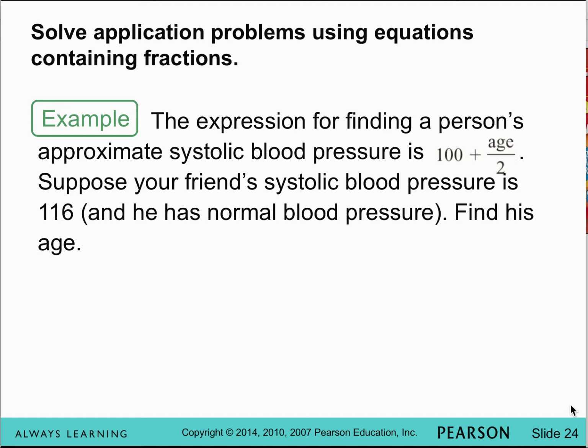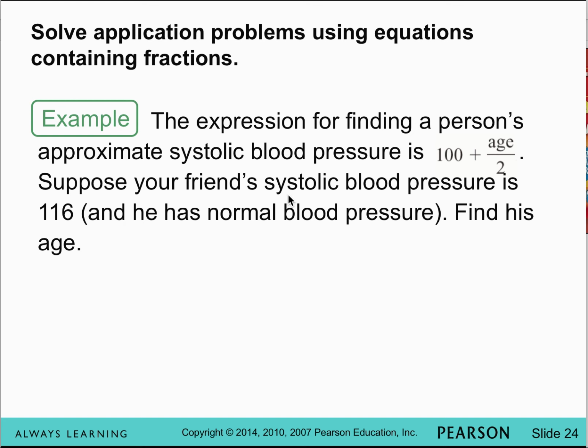Okay, let's see what we have here. Notice it's an expression, not an equation. Oh, and this might look familiar. The expression for finding a person's approximate systolic blood pressure is 100 plus their age over 2. We had this earlier where they just had an A.